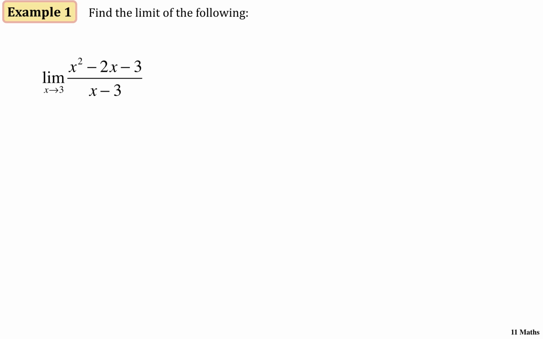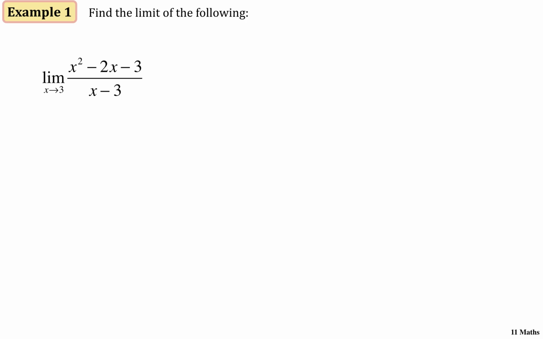So x doesn't actually get to 3, but it's approaching 3. If x was actually equal to 3, we couldn't put in a value, because look at the bottom of the fraction: it's got x take 3. If you let x equal 3, you'd get 3 take 3, which is 0. Can you divide by 0? No, you can't have a 0 on the bottom of the fraction. That's why we can't let x actually equal 3. But what we can do is factorize first. You should always factorize limit questions first if you can.